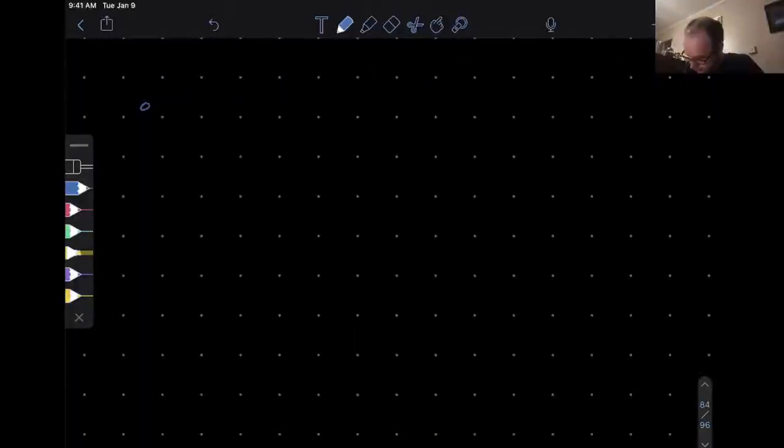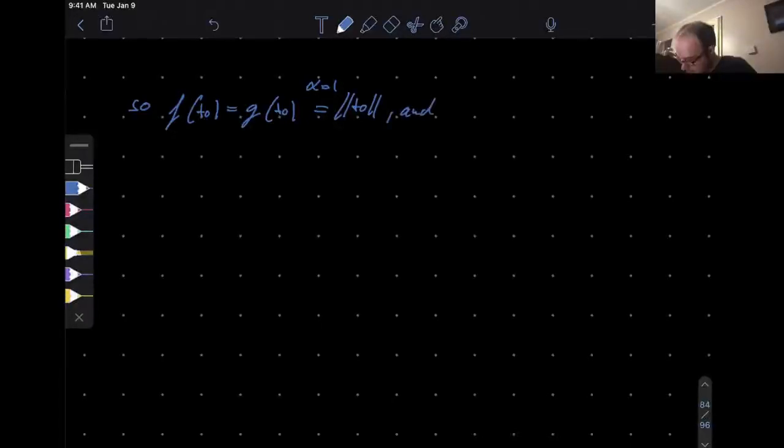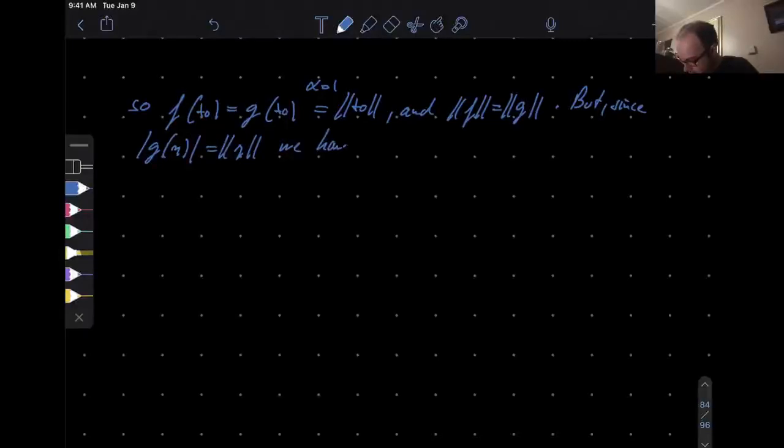So f of x naught is then equal to G of x naught, with alpha equal to 1, which is equal to the norm of x naught. That was the first property that I claimed, and the last corollary guarantees that the operator norm of the extension is equal to the operator norm of the initial linear functional. But since the absolute value of G of y is equal to the norm of y, the operator norm of G is actually equal to 1. So f in operator norm is equal to 1, and that's it.